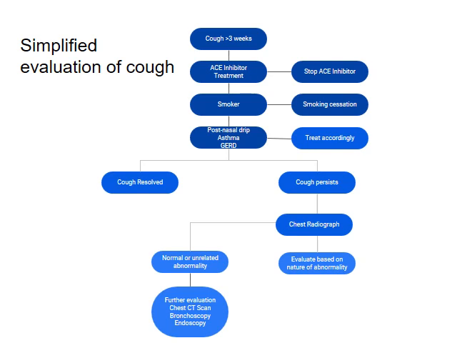Next will be evaluation for the common causes of cough, which includes postnasal drip syndrome, asthma, and gastroesophageal reflux disease, wherein empiric treatment may be warranted. But if the cough persists despite the empiric treatment, a chest radiograph may be warranted, wherein the patient should be evaluated based on the nature of abnormality, or if it's normal or there's an unrelated abnormality, further evaluation would be needed.